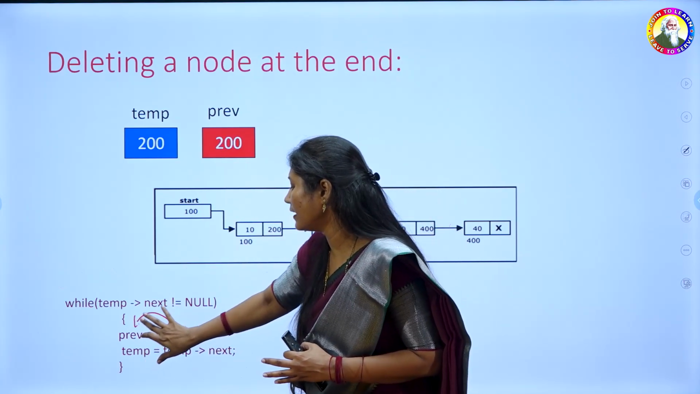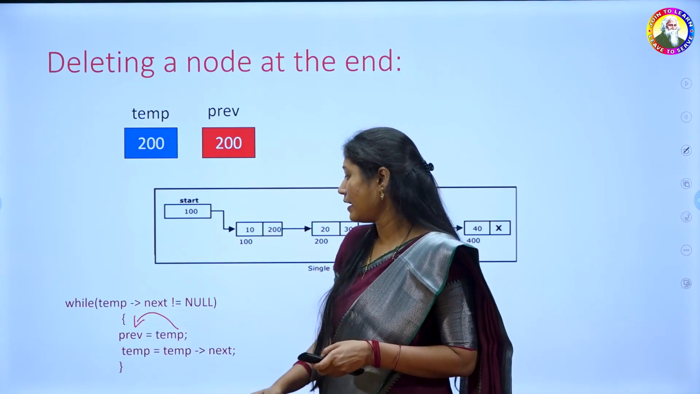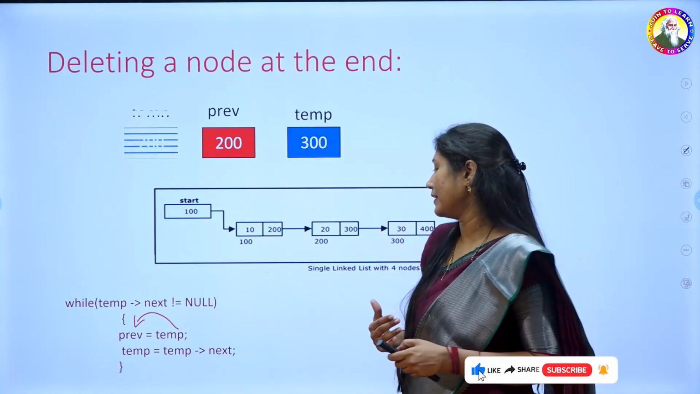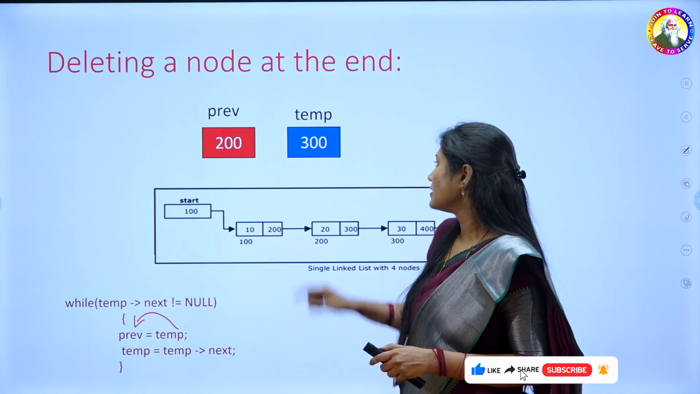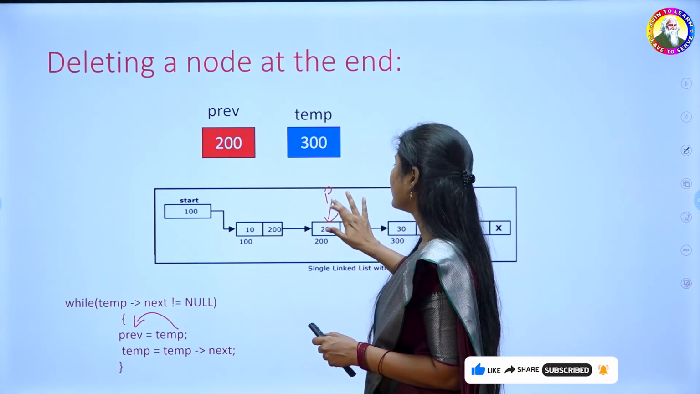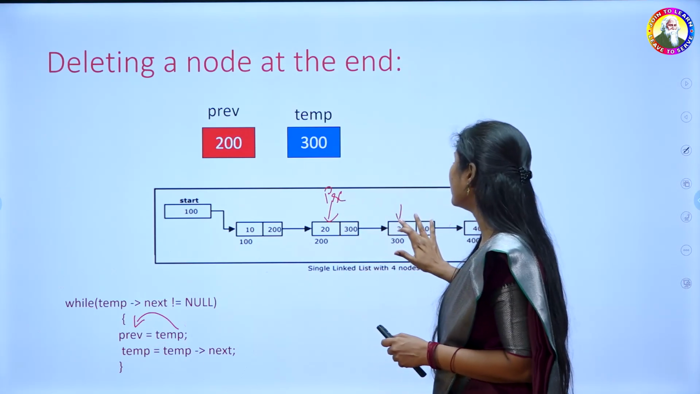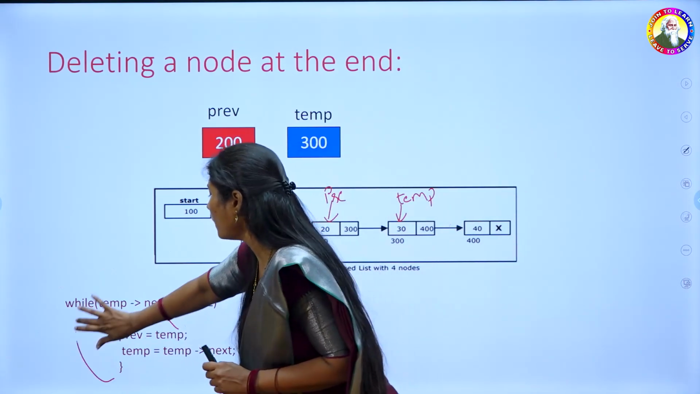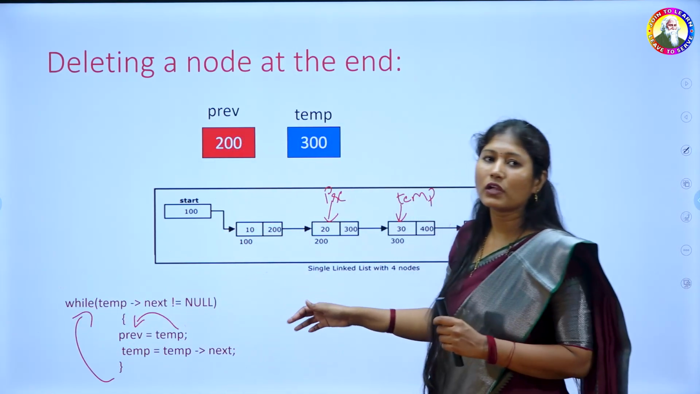I am sending the temp value into the previous one. After this one, again, I need to change temp equal to temp next. See, now the previous one is pointing to this one and the temp is pointing to this one. The condition is satisfied again. Again, I'll go back to the loop: while temp next not equals to null.